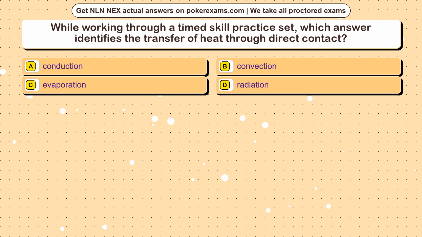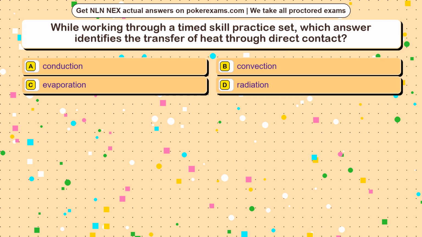Question 8. While working through a timed skill practice set, which answer identifies the transfer of heat through direct contact? Option A, conduction. Option B, convection. Option C, evaporation. Option D, irradiation.